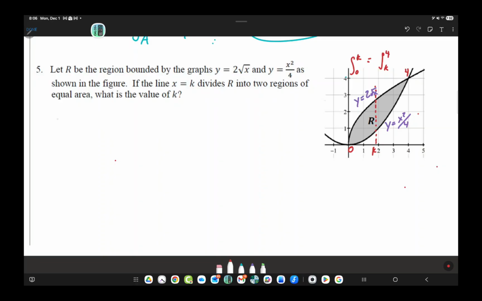So, setting up the integral from 0 to k of 2 square root of x, because that's the larger function, minus x squared over 4, dx. When is that equal to the integral from k to 4 of 2 square root of x minus x squared over 4 dx?